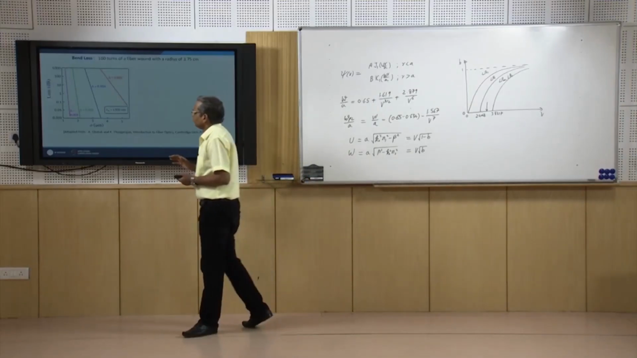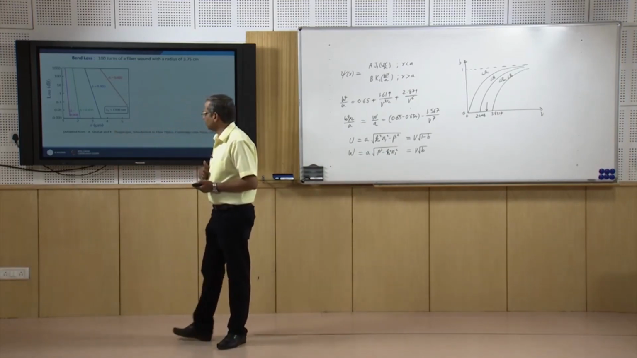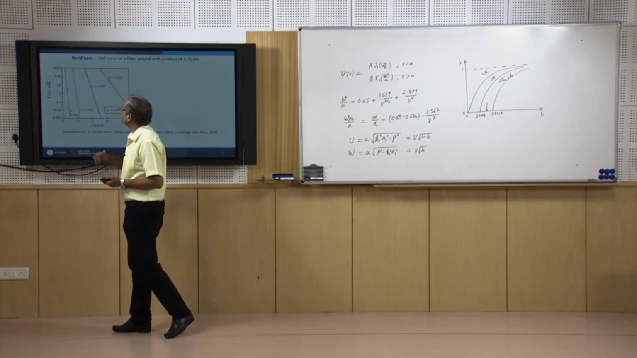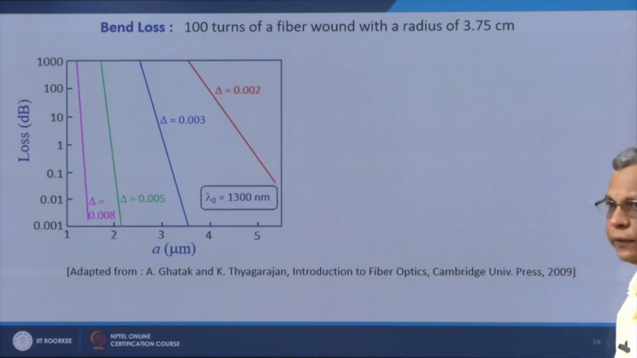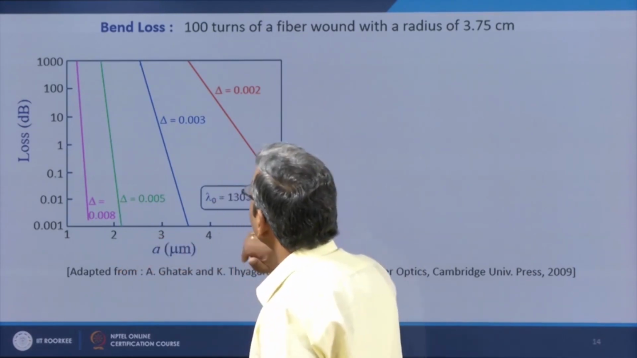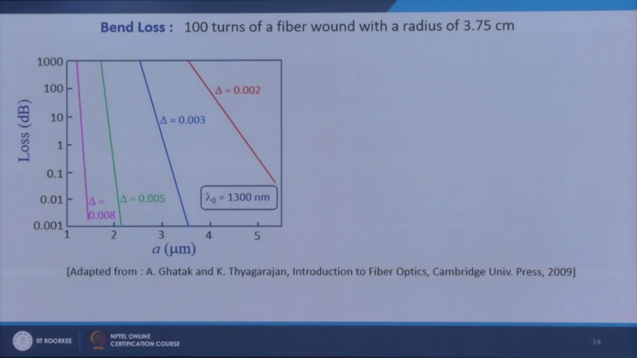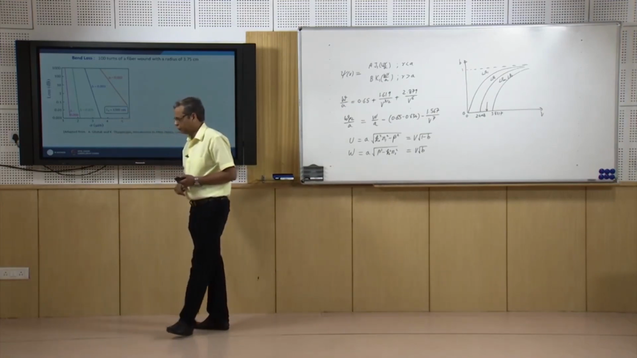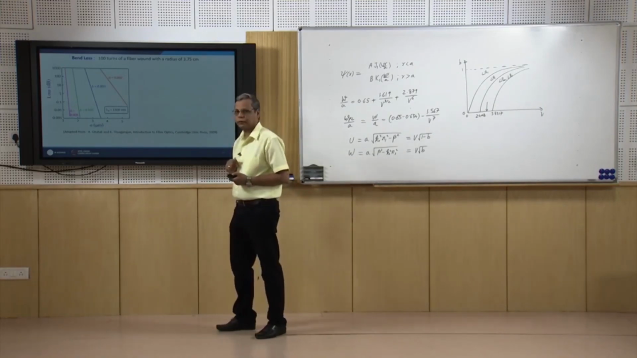Let us now look at the bend loss of a fiber as calculated by the formula shown in the previous slide. Here I have plotted the loss of 100 turns of a fiber coiled with a radius of 3.75 centimeter, and this loss I have plotted as a function of core radius for different values of core cladding relative index difference, and in this figure I have plotted it at wavelength 1300 nanometer. Let us examine this and see what information we get from these plots.